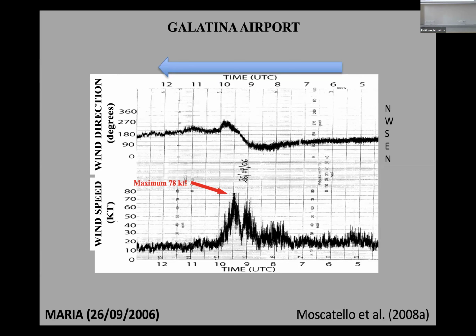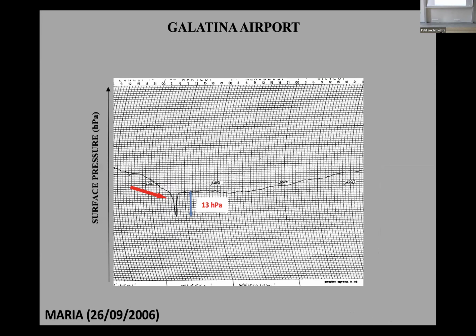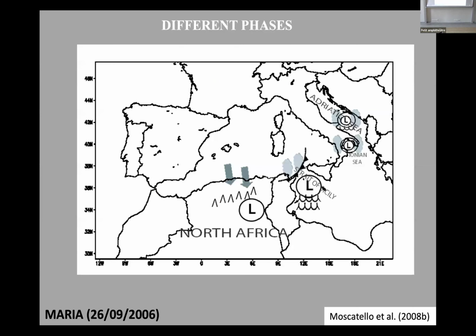And even more impressive is the pressure evolution. You see that there was a change of about 13 hectopascal in about 1 hour and a half. So this was the beginning of a number of studies in which we identified from numerical simulation that the cyclone has a long story. In fact, it started in Northern Africa, from lee cyclogenesis.